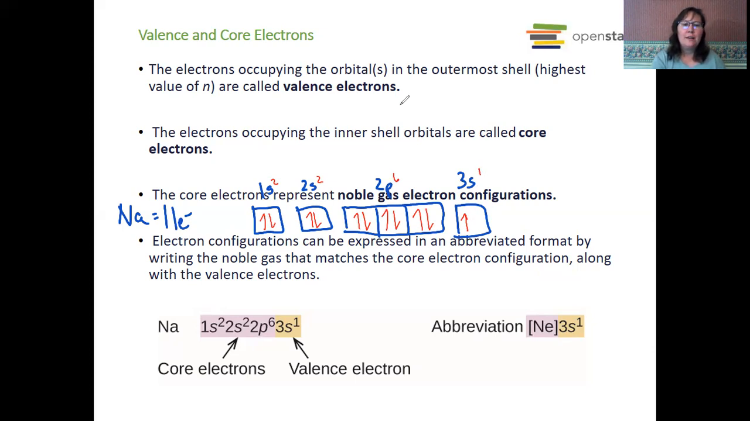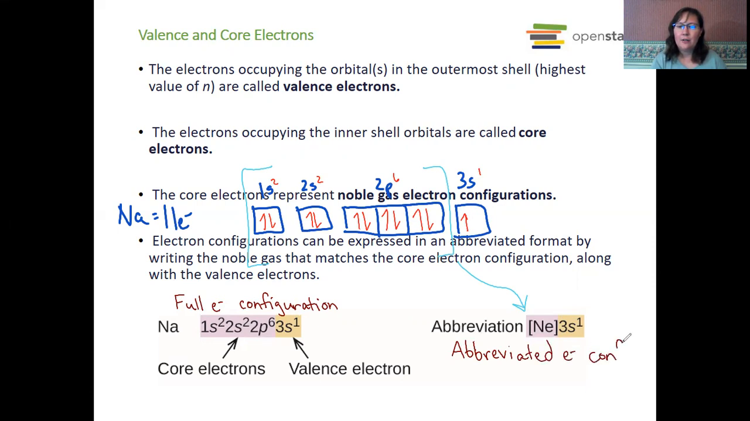If you remember from the previous slide, this right here was the same as neon. So we can write both of them, and we would call this a full electron configuration. And this is sometimes called either an abbreviated electron configuration or a noble gas electron configuration.